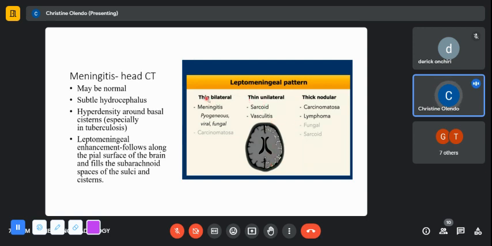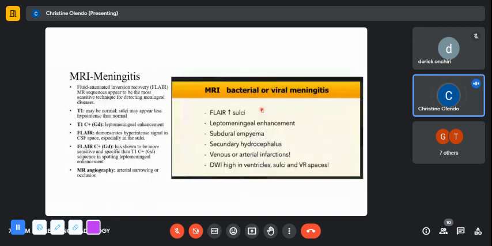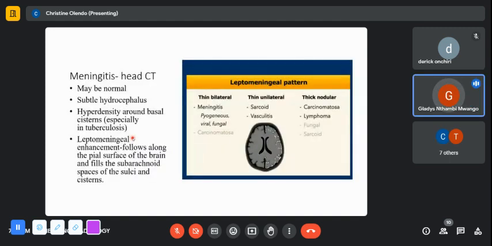And if it's thin and bilateral, you're most likely to think of it as being meningitis as compared to the other findings in this. Okay, so that's very good. Don't go very fast, Orlando. This is a very good table. It even shows you the different kinds of meningitis.